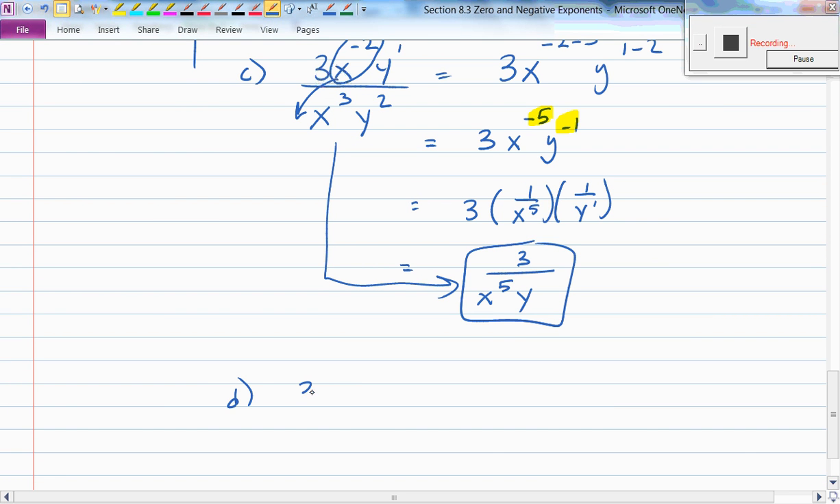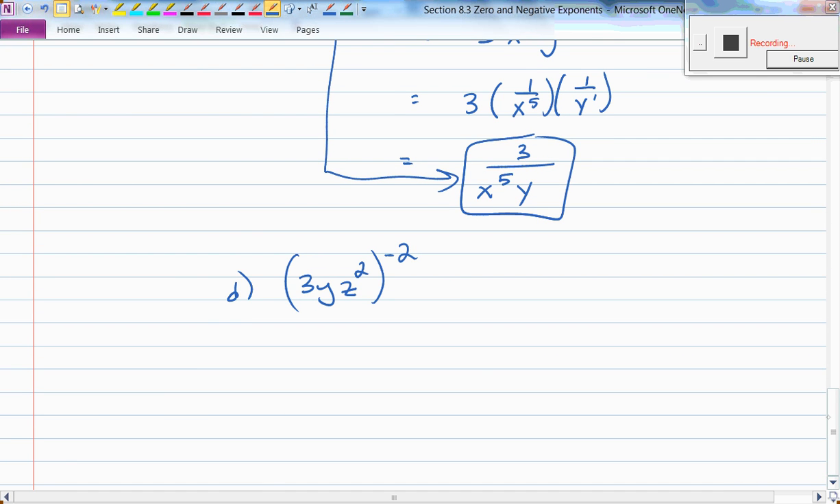Here we go. Let's do 3yz squared all to the power of negative 2. Well, if I'm multiplying everything inside my parentheses, and I'm raising it to a power of negative 2, then I have to raise everything to that power. So it's going to be 3 to the negative 2. It's going to be y to the what power? Negative 2, good. And it's going to be z to the what power? Negative 4, good. So glad to hear you guys are doing that right.